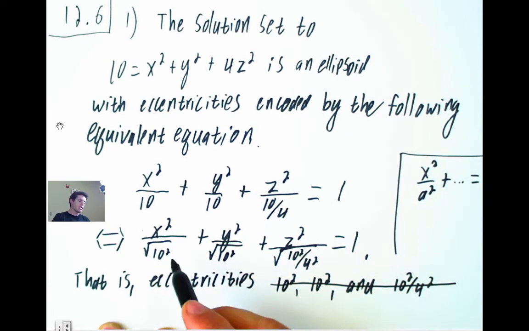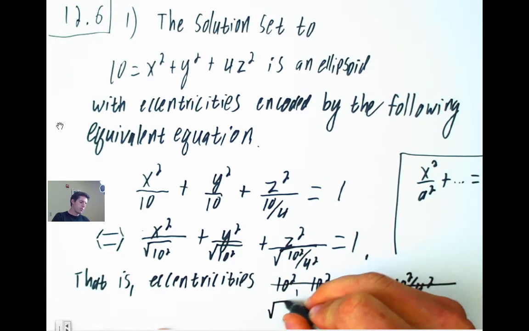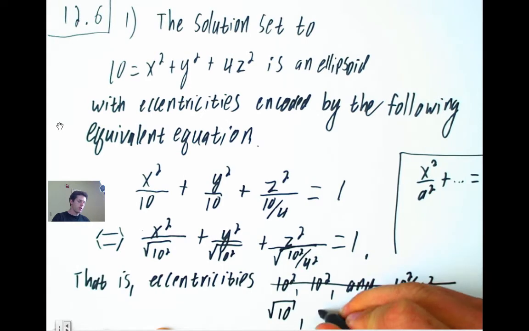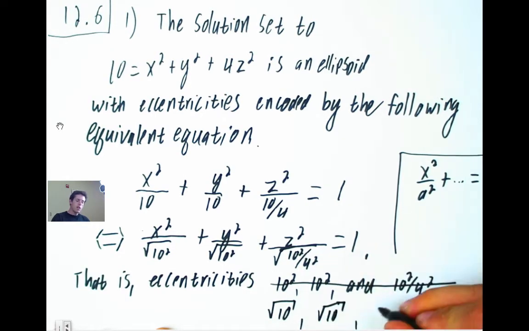Okay, so actually it's the square root of 10 squared. So I should have said the square root of 10 is the eccentricity. And the eccentricity in the y direction also is square root of 10. Well, the eccentricity in the z direction is the square root of 10 over 4. And I feel like being too lazy to reduce that to 5/2.